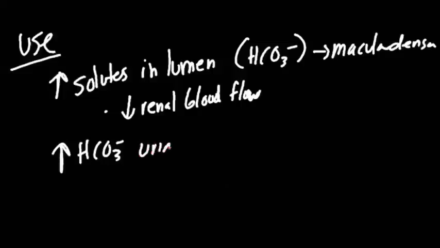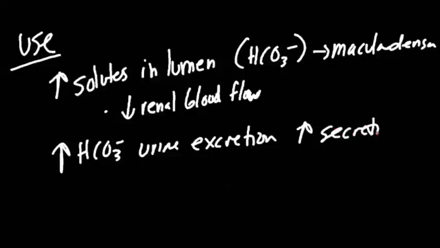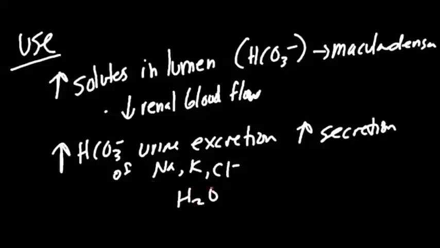Also, increased bicarbonate in the urine excretion causes increased secretion of sodium, potassium, and chloride. So where bicarbonate goes, these go. And where these go, water goes. So when you get rid of bicarbonate, you'll also get rid of these ions. And when you get rid of these ions, water will go through its osmotic gradient. And thus you diurese, you lose water.